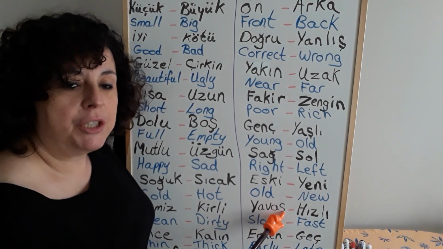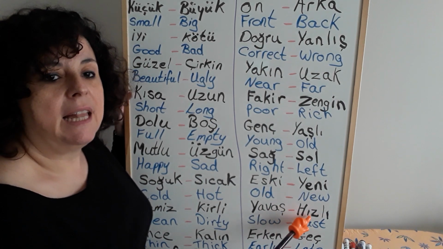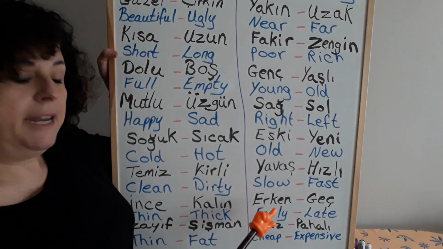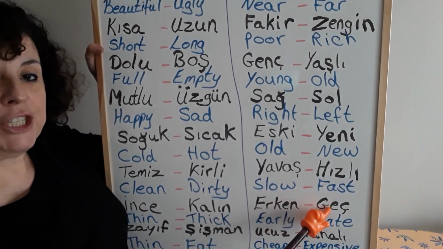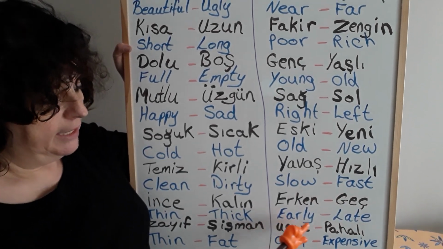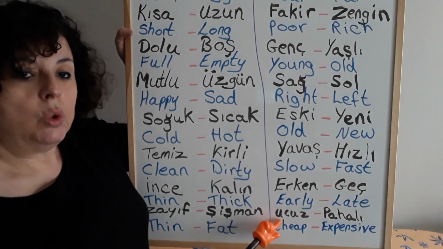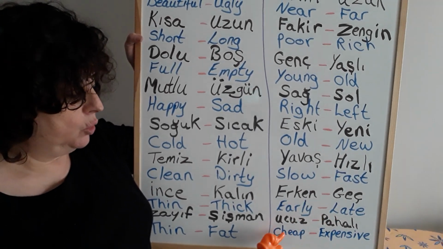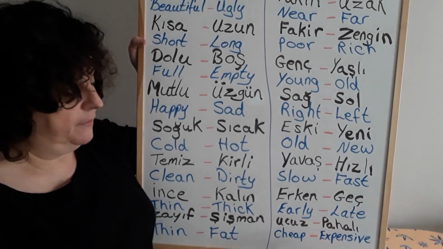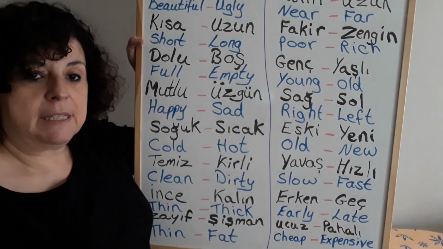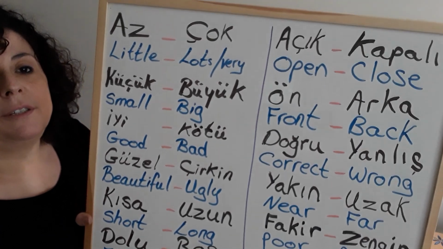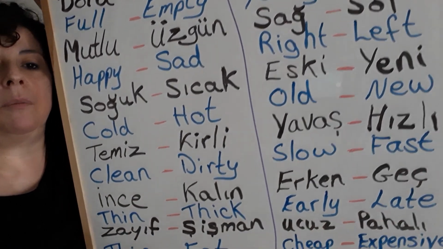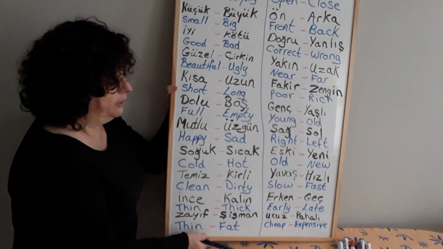Yavaş, hızlı. Slow, fast. Erken, geç. Erken is early, geç is late. Ucuz, pahalı. Ucuz is cheap, pahalı is expensive. Ucuz, pahalı, cheap, expensive. So that's all your new words to learn. Like I said, I'll do a follow-up where I make some of them into sentences, but try to do that yourselves as well.